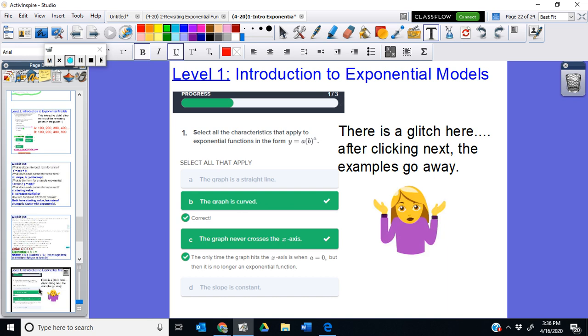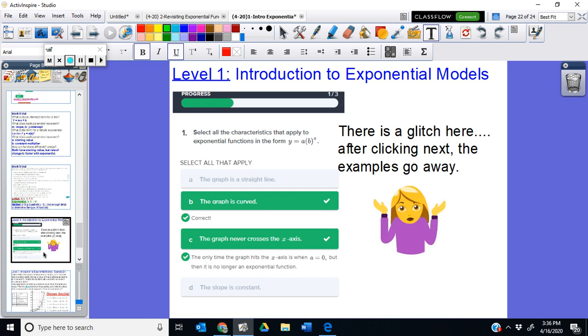Okay, when you plug in 0 for x, b to the 0 is what? 1. And what's 1 times a? That's just a. So there's no way that it's going to cross the x-axis. And if you're curious about what we call it when it never crosses the x-axis, it's called an asymptote. Feel free to look at the other lesson that highlights that as well.